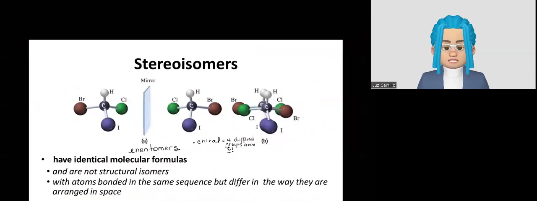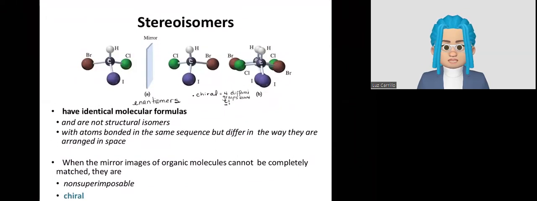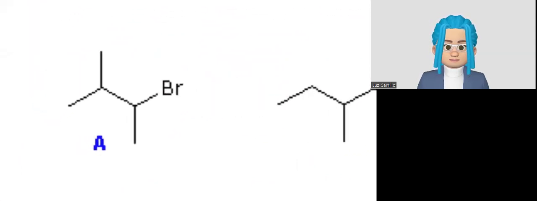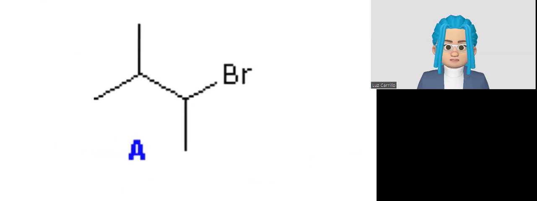In general, when it comes to the concept of stereoisomers, it is important that you know how to identify chiral carbons within an organic compound. As an example, I'm going to go over molecule A. Molecule A, as you can see, is an alkane.